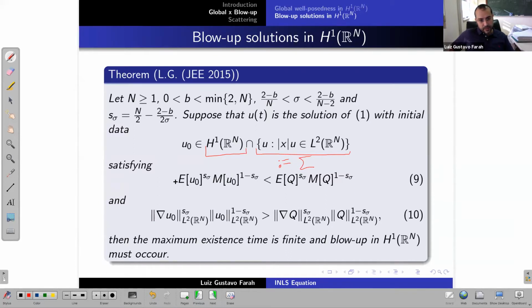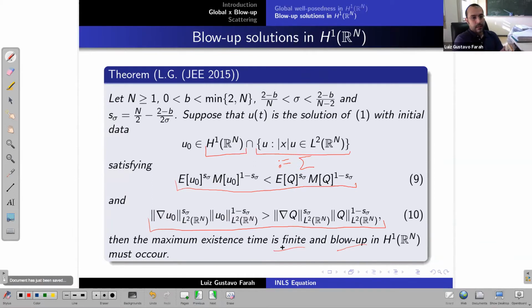And then if you have the same condition for the combination of mass and energy, right? This is the same condition that we had before in the global theorem. Then if you ask the opposite condition in the combination of the L2 norm of the gradient and the L2 norm of the solution, then you have blow up in finite time. So you cannot have global solutions at that point, right? So in some sense, the L2 norm of the gradient must go to plus infinity in finite time, right? So this is the result here.